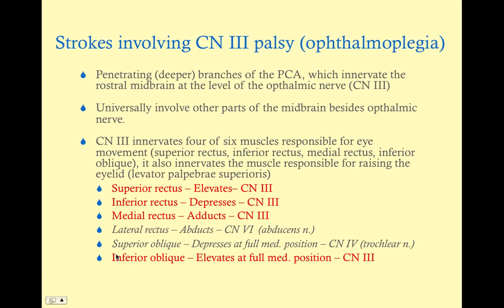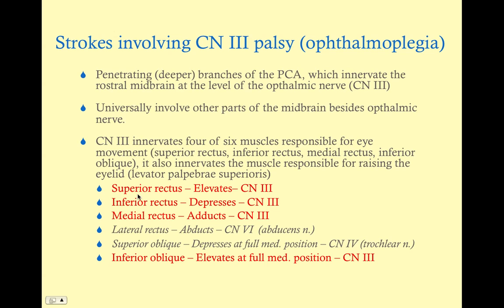The oblique muscles: the inferior oblique is innervated by CN3, but the superior oblique is the only muscle innervated by the trochlear nerve. So if you have a CN3 palsy, you're going to lose innervation to all of the muscles except for the lateral rectus and the superior oblique.